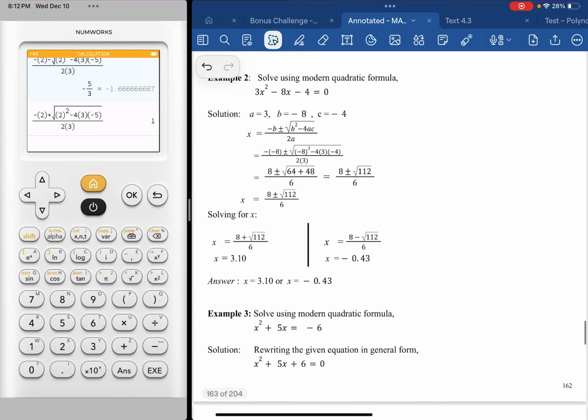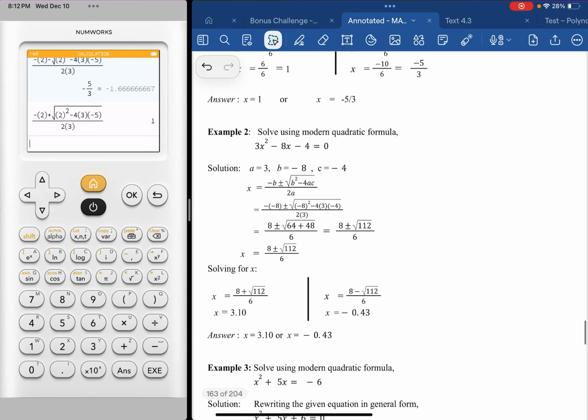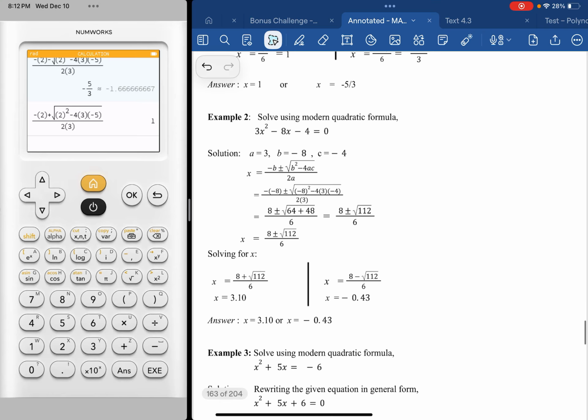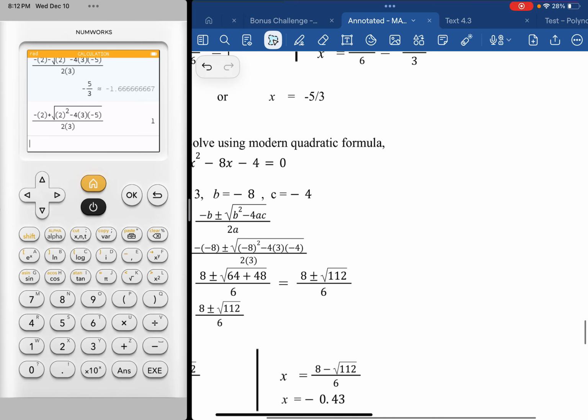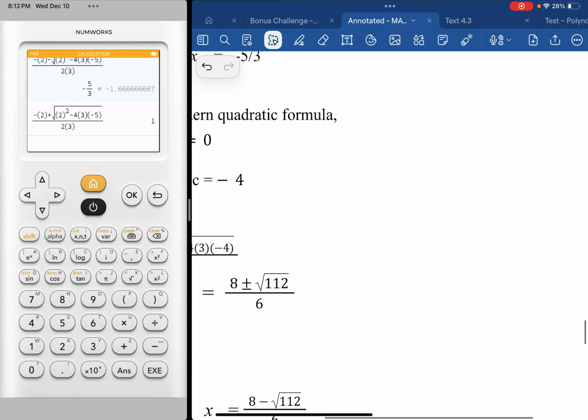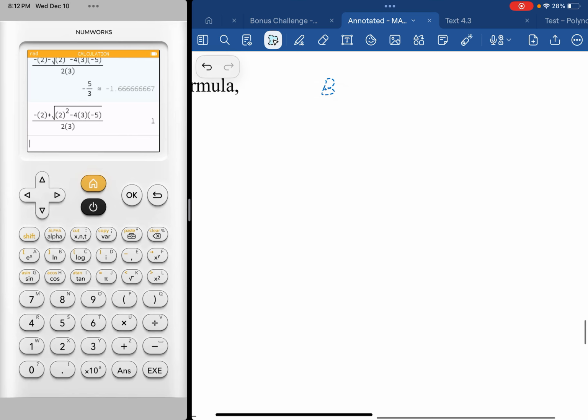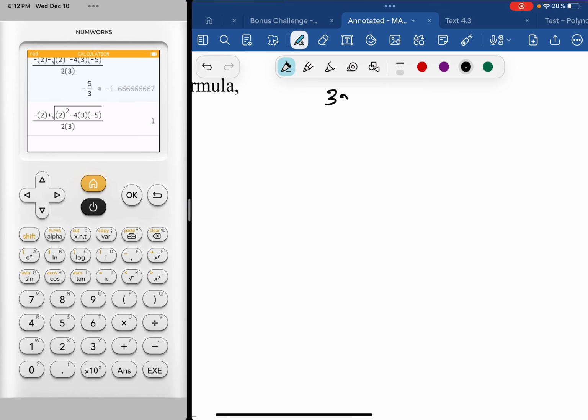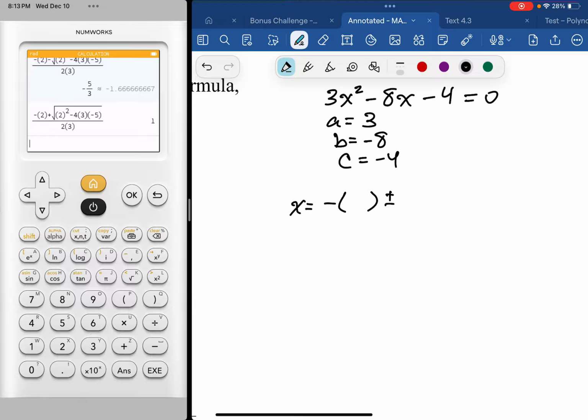Let me do one that involves a radical. So I'll do example 2. So we have 3x squared minus 8x minus 4 equals 0. So my a value is 3, my b value is -8, and my c value is -4. So x is going to be equal to, again, I'll just do the little framework here.